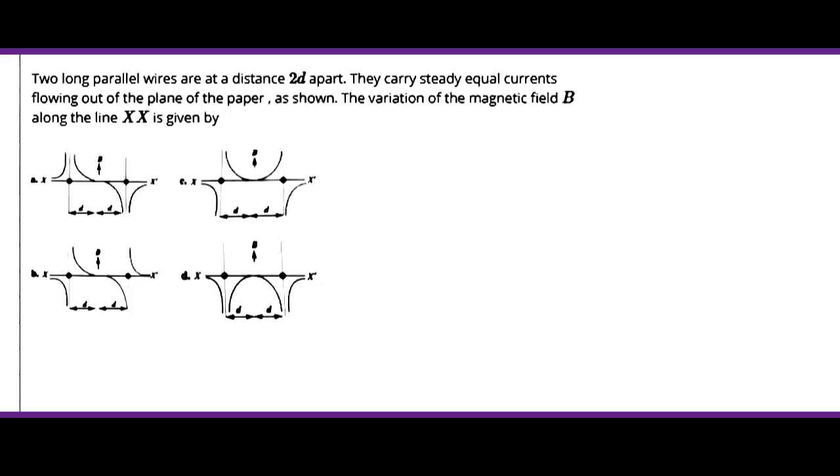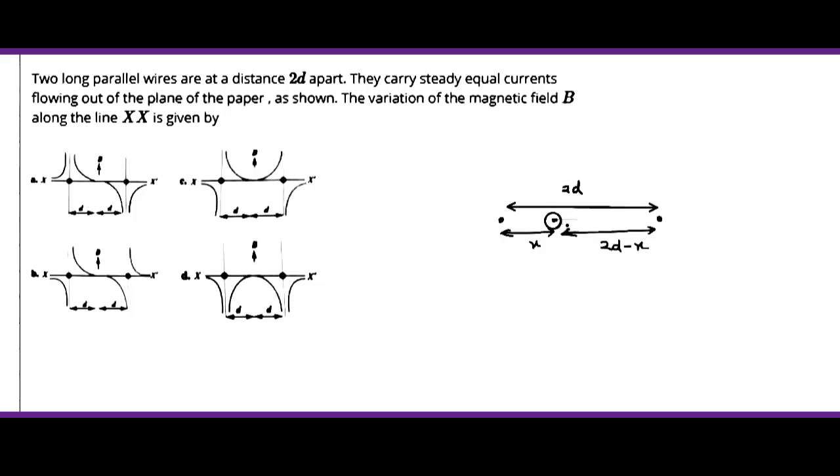So let's begin. We are given two wires. Let's suppose these are the two wires, and the separation between the two is given as 2D. Let's suppose a point in general, which is at a distance of x from the left wire. So from the right wire, the distance would be nothing but 2D minus x.